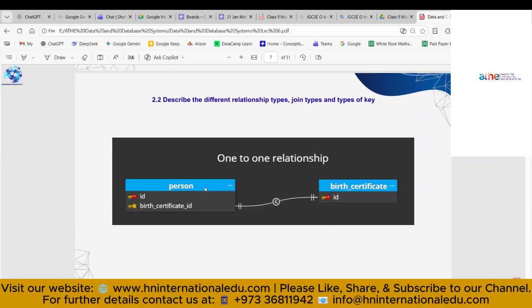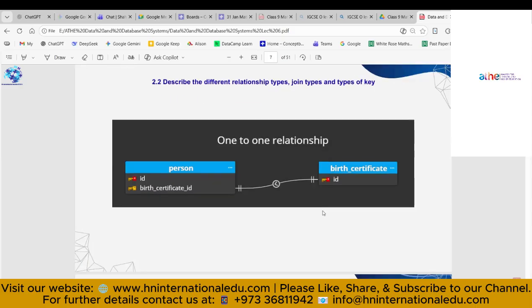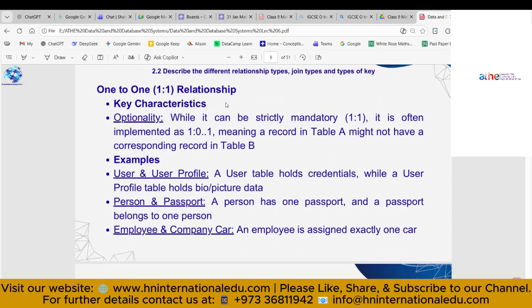In this example, the same is happening. We have two tables, person and birth certificate. So in the case of the birth certificate table, there is this primary key ID. This is acting as a foreign key in this person table. That means that both of these tables are being related through the primary and foreign keys, and they are having a one-to-one relationship. Then next key characteristic is optionality. So while it can be strictly mandatory one-to-one, it is often implemented as one or 0 to 1, meaning a record in table A might not have a corresponding record in table B. So it's optional that there can be a one-to-one relationship.